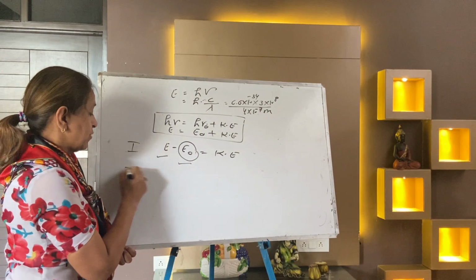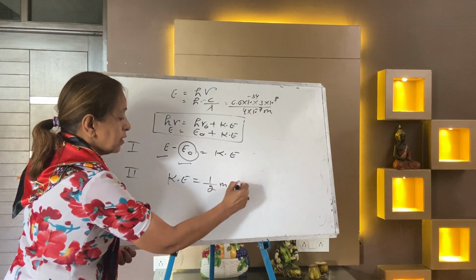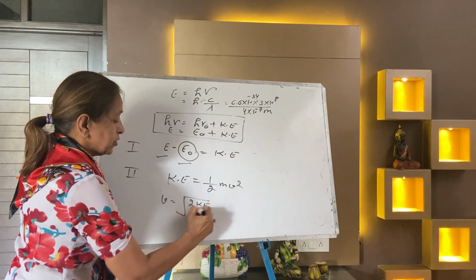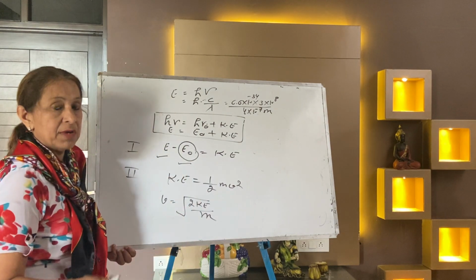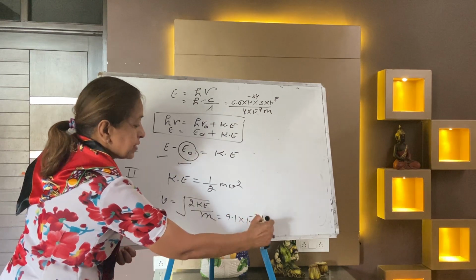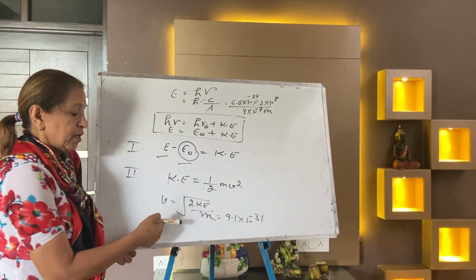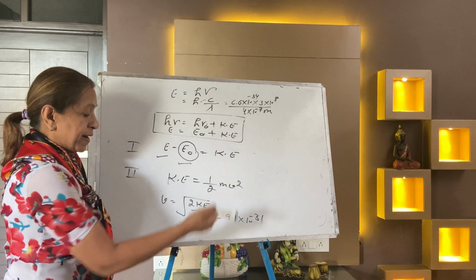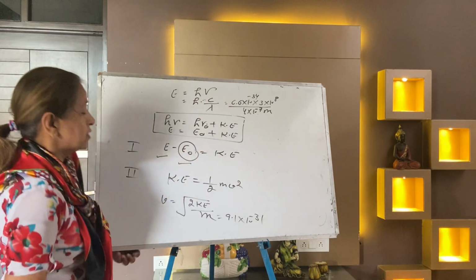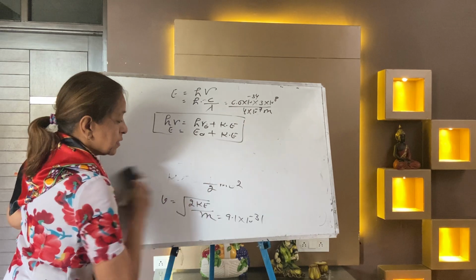After that, calculate velocity. Kinetic energy is equal to half mv square, and velocity is equal to under root 2 kinetic energy by m. M is the mass of the electron, which is 9.1 into 10 to the power minus 31. Put your 2 multiplied by kinetic energy by m, take the under root, and your answer will come. This is from the photoelectric effect. Now I am taking the next numerical.